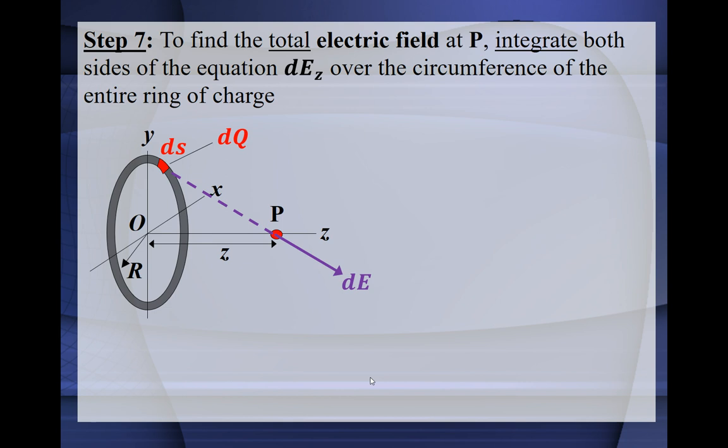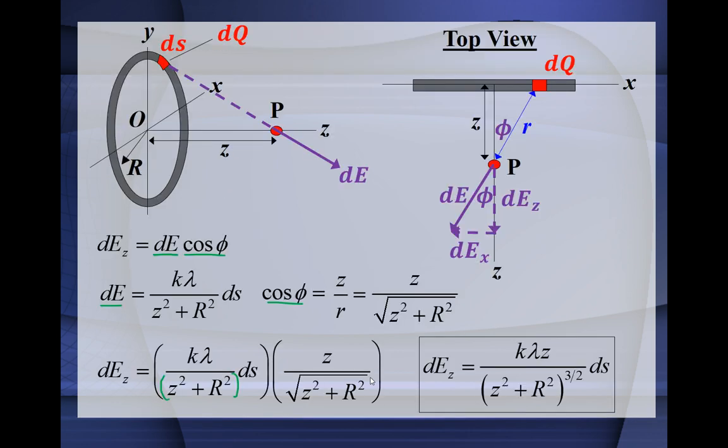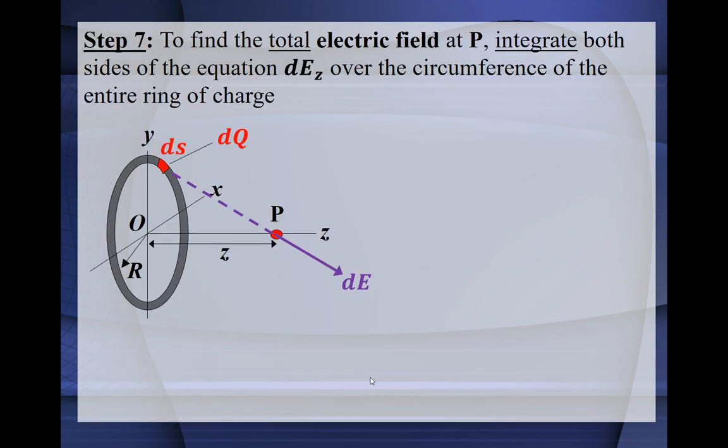But again, we still have not identified what the total electric field is. So now what we're going to do is put all of the differential charge elements together. The way we do that is we take this dE_z equation and integrate it over the entire circumference of the ring of charge.